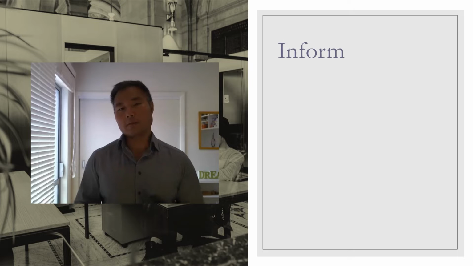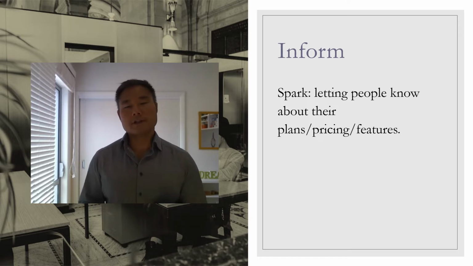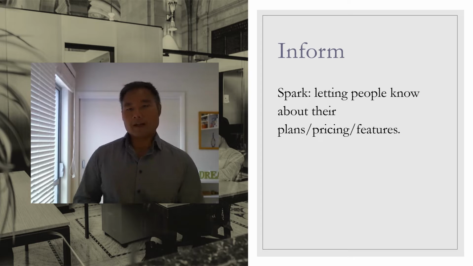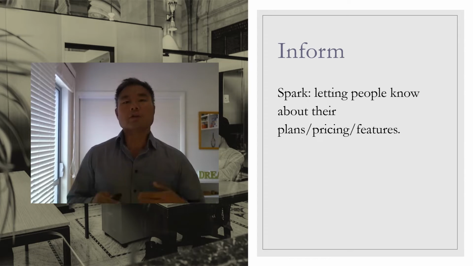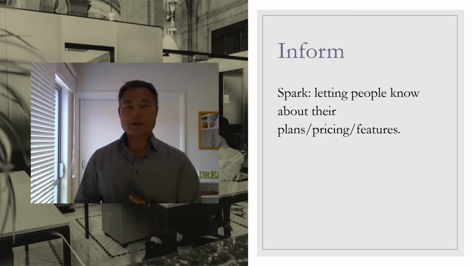So for the first part of the acronym, inform, I've got 2 examples here. One is Spark. That's the telecommunications company in New Zealand. And what you'll see with a lot of their advertising is that it's informing people about the various packages that they have in terms of their plans, their pricing, and the features of those packages. So this is a very functional approach to advertising, and the reason for that is to just let people know what is different about your particular product or service compared to competitors, so they know what they're getting into when they start to do business with you.